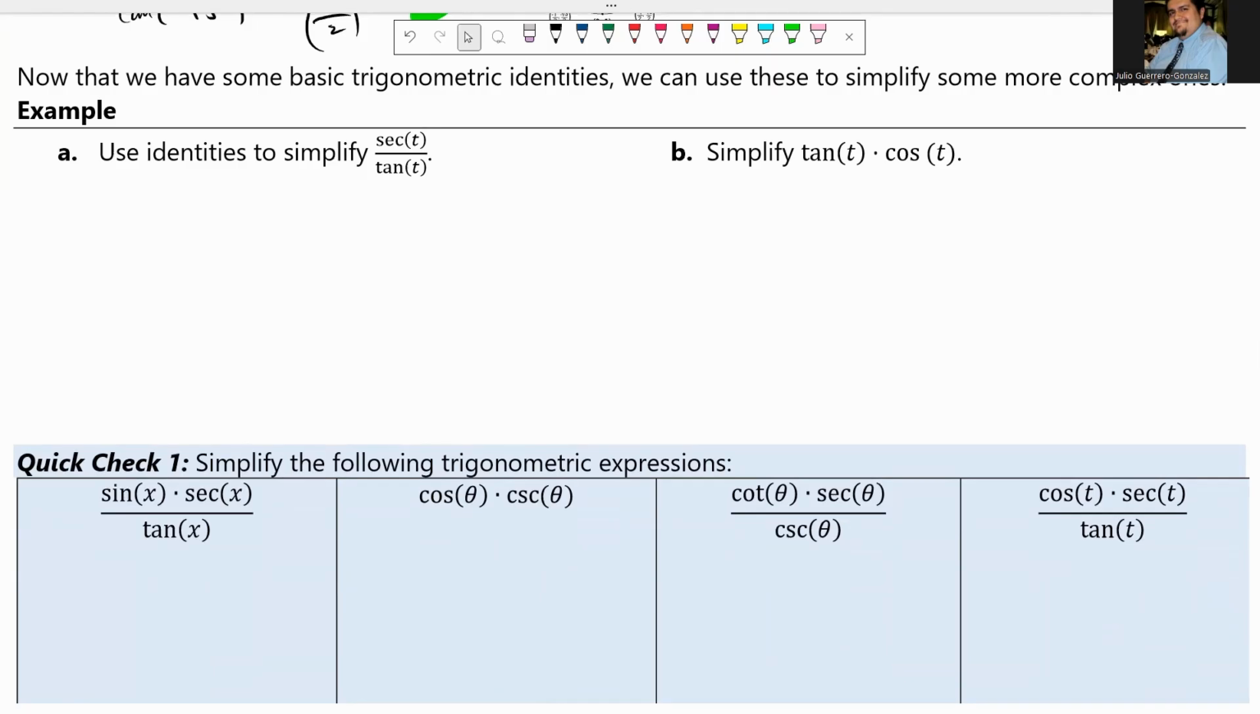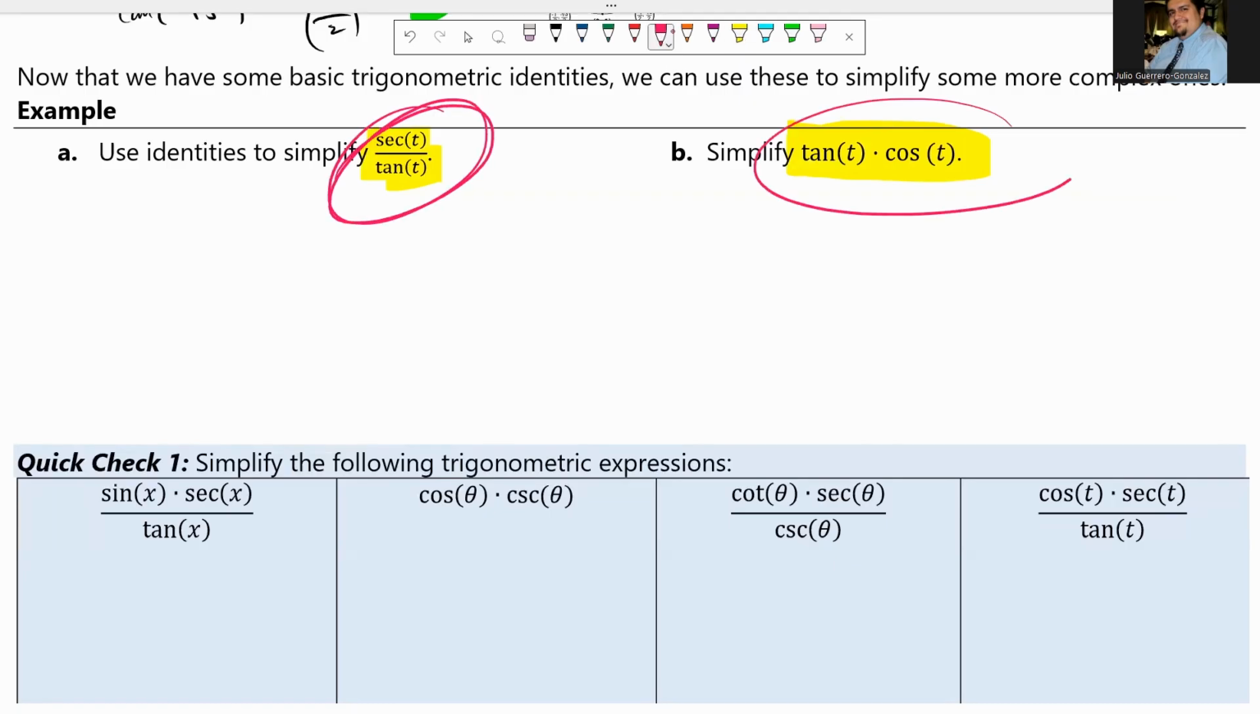Case in point, what I'm going to have everyone do right here: how do I simplify this, or how do I simplify this? It's much simpler to work with something that's simplified down already, as opposed to something as complicated and convoluted as these two things right here. Okay, so that's what we're going to practice. So let's use our identities to try to reduce secant t divided by tangent t.